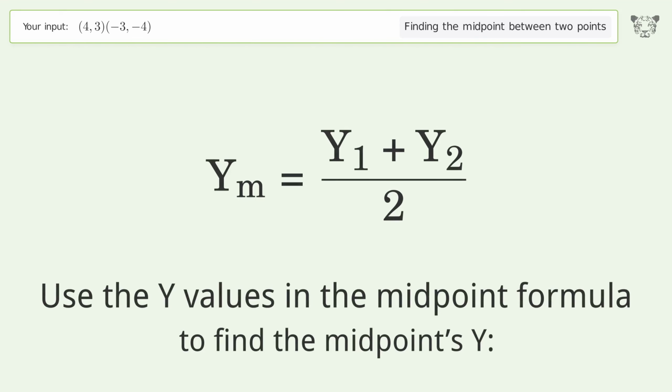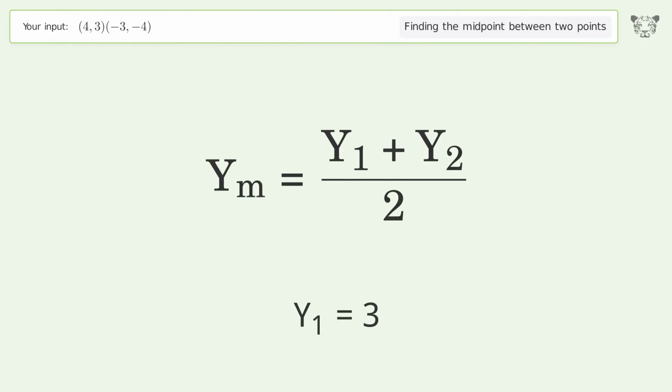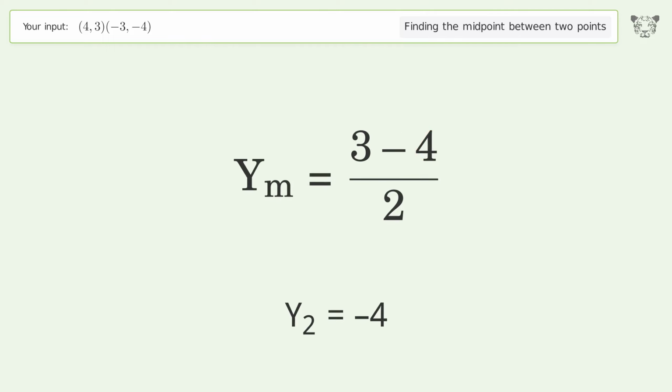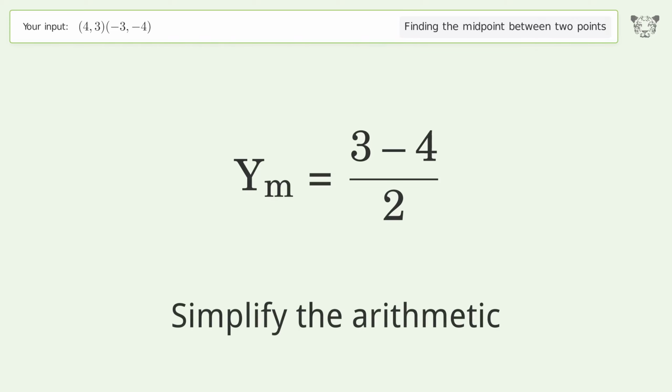Use the y values in the midpoint formula to find the midpoint's y. y1 equals 3. y2 equals negative 4. Simplify the arithmetic.